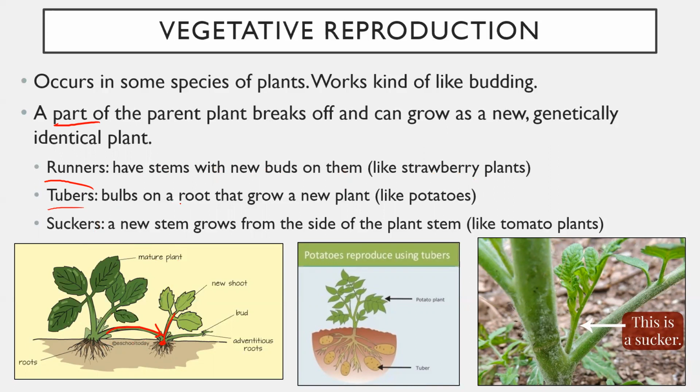Tuber is the next kind. Tubers are bulbs on a root that grow a new plant. Easiest example of a tuber, in my opinion, is a potato, right? If you're not aware how potatoes grow, the potato plant itself looks like this, and the potatoes grow underneath the ground. If you leave potatoes too long, they start getting those weird root things going on with them. Well, that's because it's actually trying to grow a new potato plant, right?